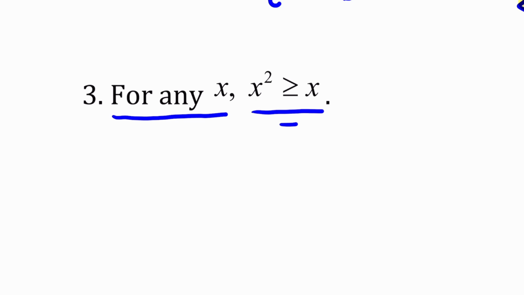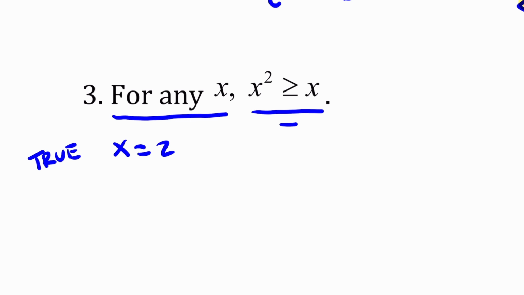What do I need to do here? I'm going to show that the statement is true, and then I'm going to show that the statement is false by using a counterexample. Well, the hypothesis says for any x, so I can use any number here. I'm going to show the true side over here. Let's use a positive whole number. x is equal to 2.